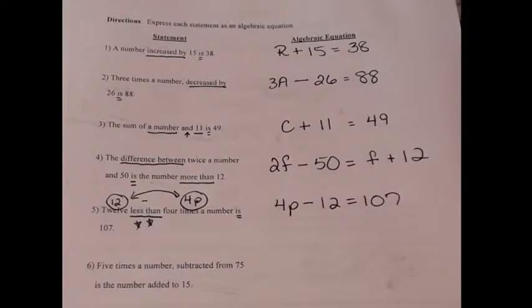Or Hannah says 4z minus 12 equals 107. So I love it. I love your use of variables other than x. This is cool. This is fun. I like it.